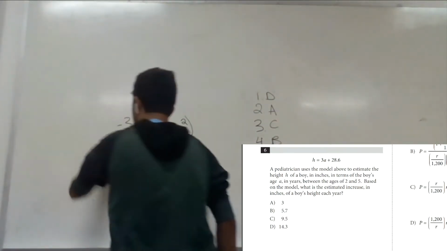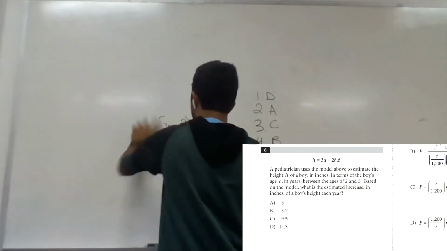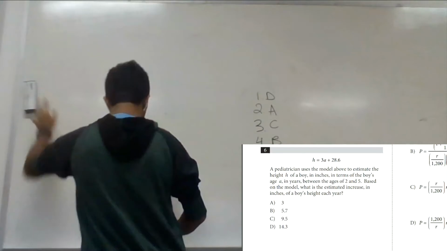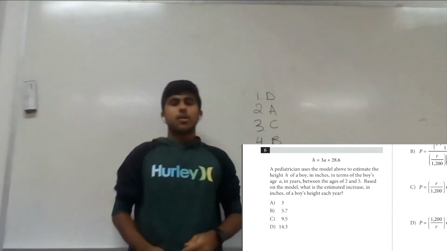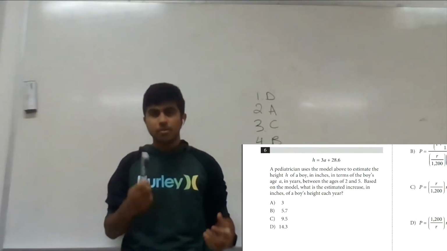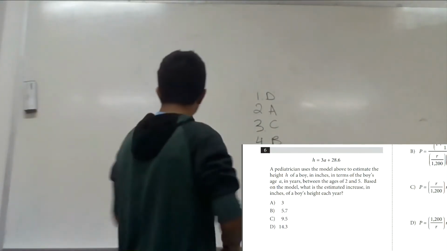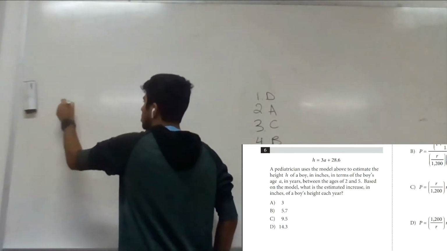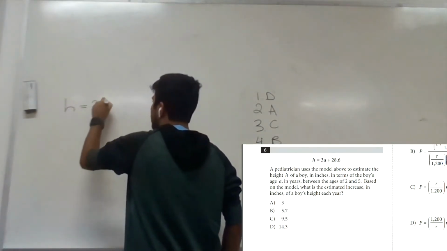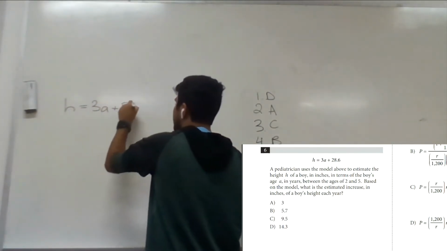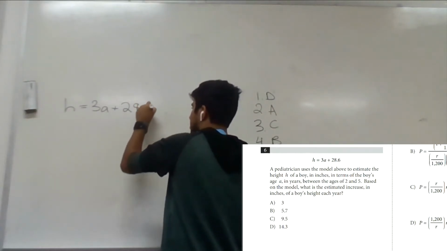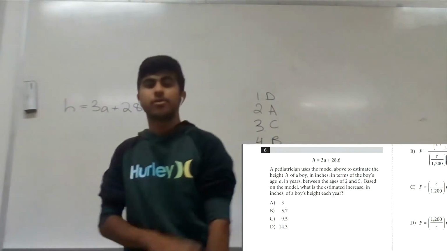Okay, question number 6. We are given h equals 3a plus 28.6.